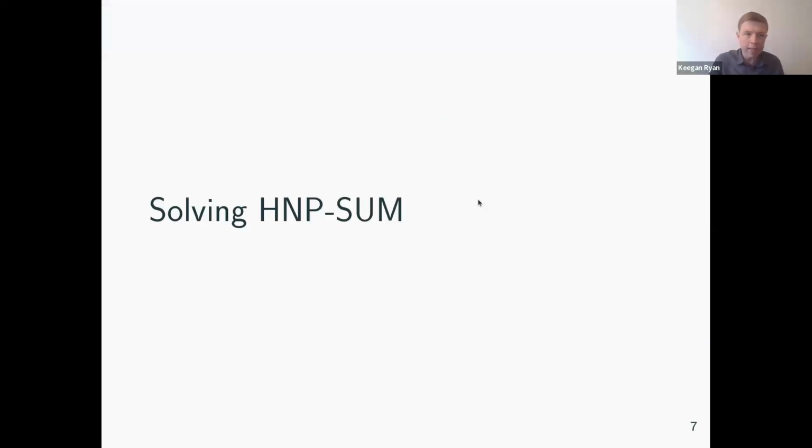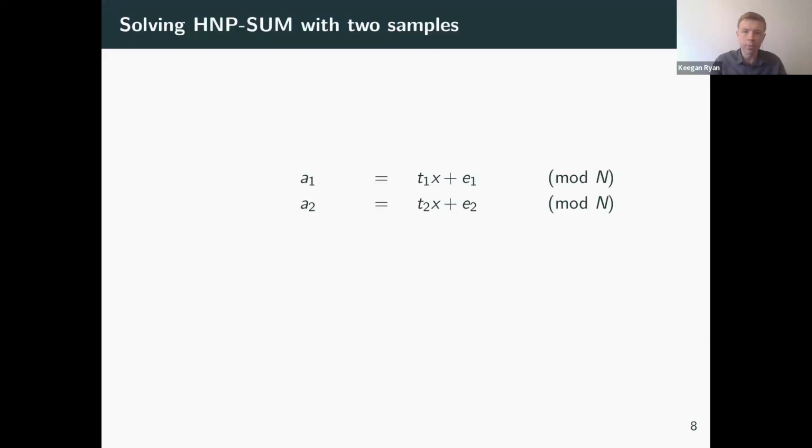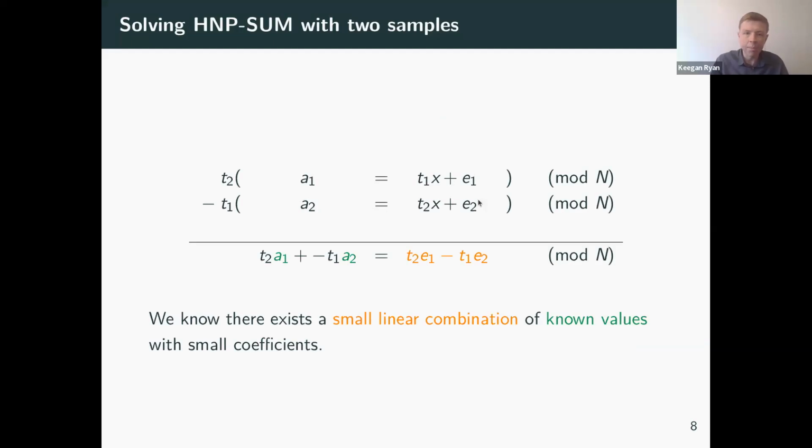And a way to see how to solve this problem is by starting with 2 samples. If we start with 2 samples, A1 and A2, it's easy to see that a linear combination of these samples can be used to cancel out X. And after we do this linear combination, we see that the value of this linear combination is small, the coefficients are small, and this is a linear combination of known values. So if we can recover the coefficients, we've recovered the multipliers, and we've solved the problem.